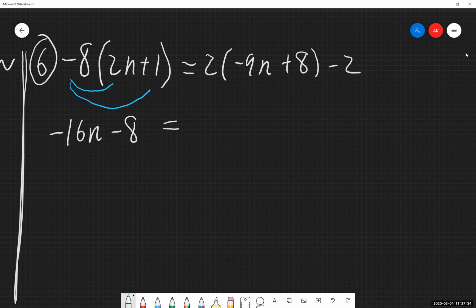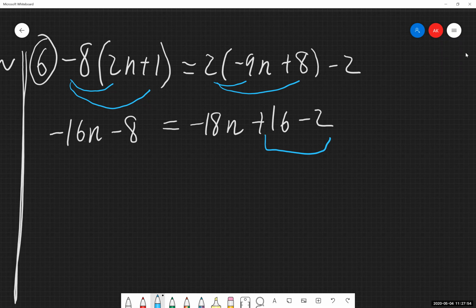On the right-hand side, I'm just simplifying that as well. So I have 2 that can distribute through to both terms inside the parentheses. That's going to give me a negative 18n plus 16 minus 2. So again, just following PEMDAS with this. I have some addition subtraction going on right here at the very end.